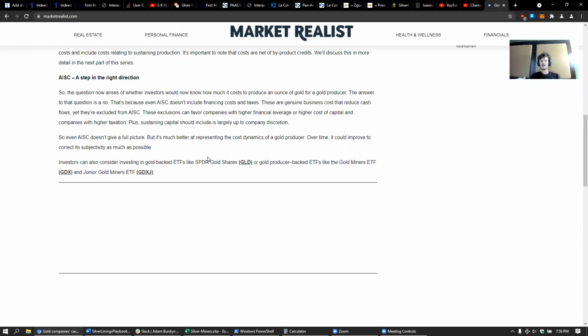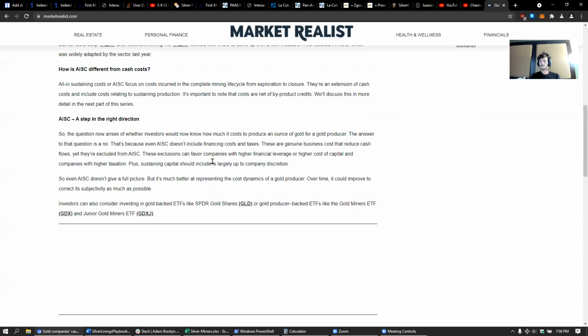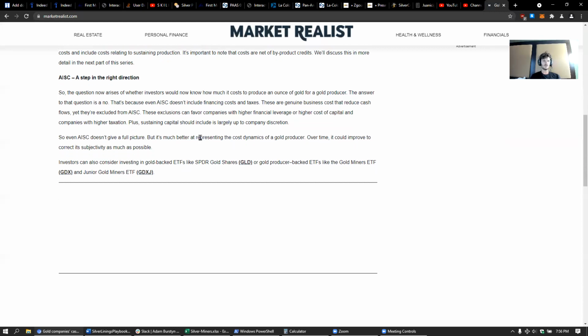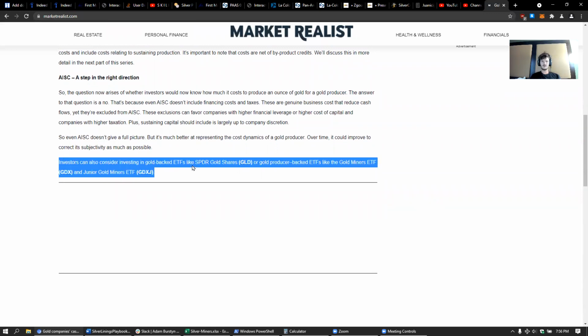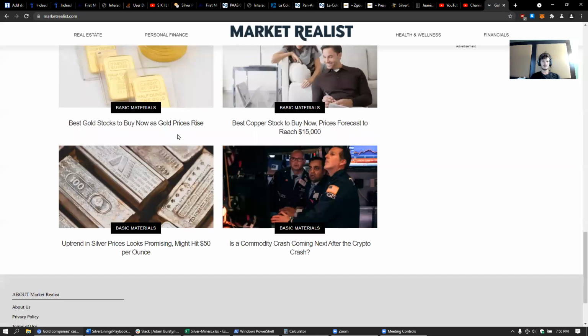So even AISC doesn't give a full picture. Fair enough. It's still a much better starting point than the cash cost. But it's much better at representing the cost dynamics of a gold or precious metal producer. Over time, it could improve to correct its subjectivity as much as possible.